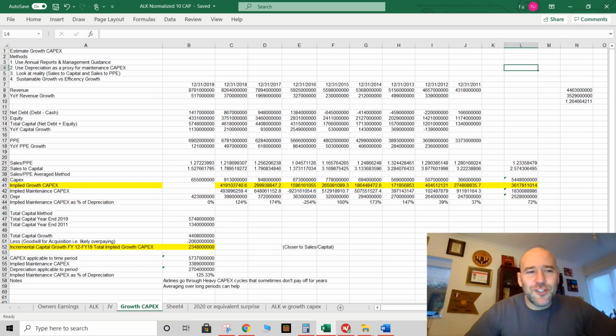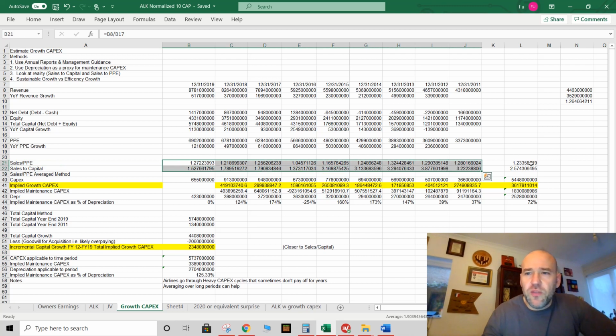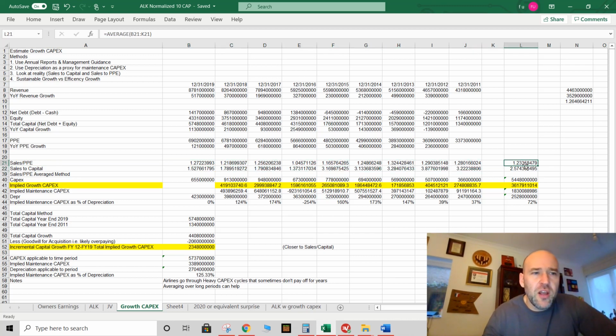We're on a roll, so let's continue. Let's take a look at the sales to property, plant, and equipment ratio method. All right, so we just did the sales to capital method. I've got my sales to property, plant, and equipment over here. The average number over the last 9 years that I have is $1.23 of sales for every dollar of property, plant, and equipment. So what I'm going to look at, I've got my Capex values that I repeated right here, and then my implied growth capital expenditures.